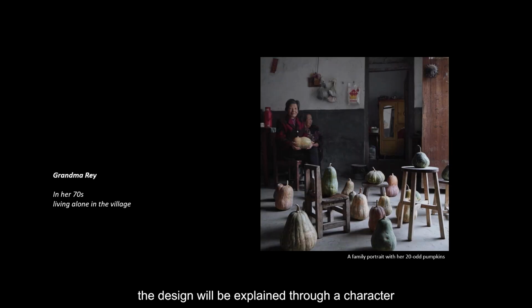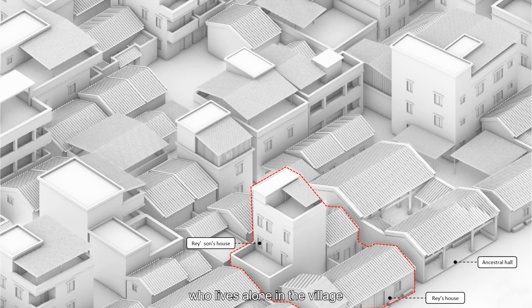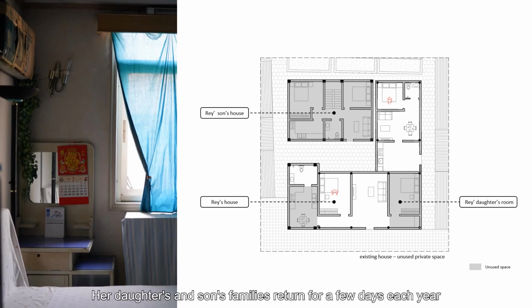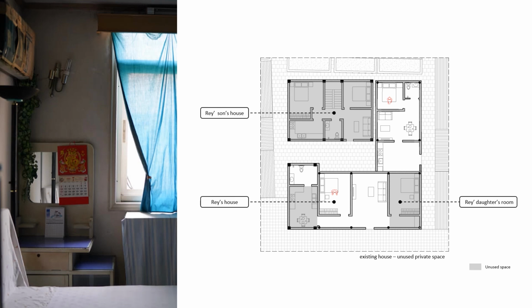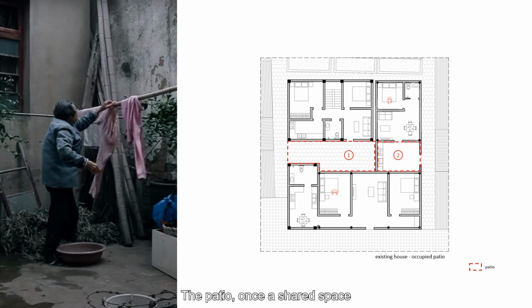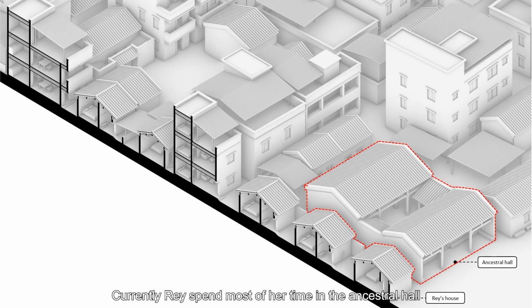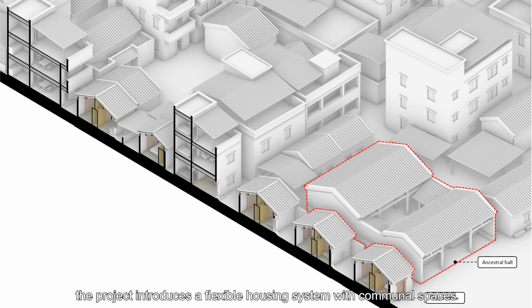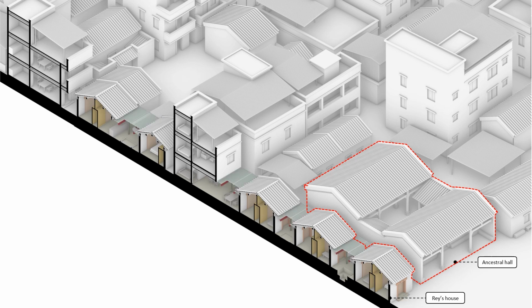We'll explain the design through one character, Grandma Ray, in her 70s, who lives alone in the village. Her daughters' and sons' families return for a few days each year, leaving the space available for other use. Once a shell space, it is now divided and occupied by different families. Currently, Ray spends most of her time in the ancestral hall for mental and physical support to enhance the mutual aid. The project introduced a flexible housing system with communal spaces.